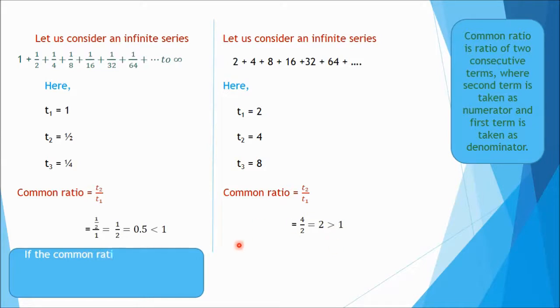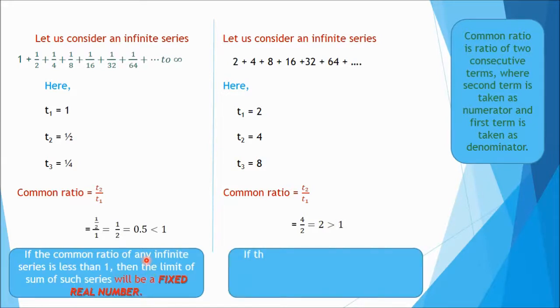If the common ratio of any infinite series is less than 1, then the limit of the sum of such series will be a fixed real number. As in the previous slide, we found the limit of this series to be 2, isn't it? The limit is 2 because the common ratio was less than 1. If it is less than 1, then we can easily find the limit of the sum of such series, and it will be a fixed real number.